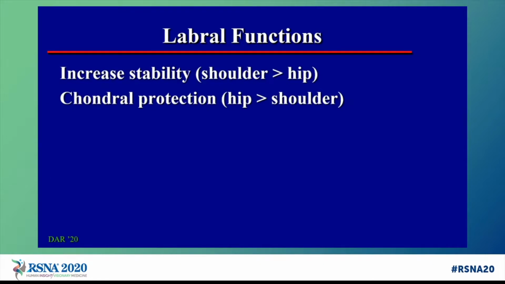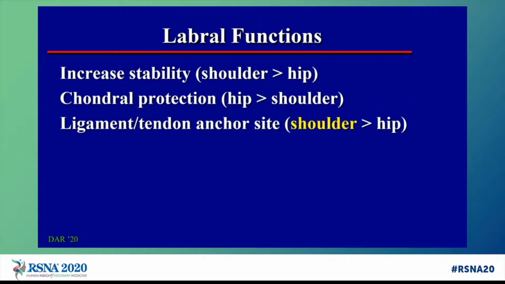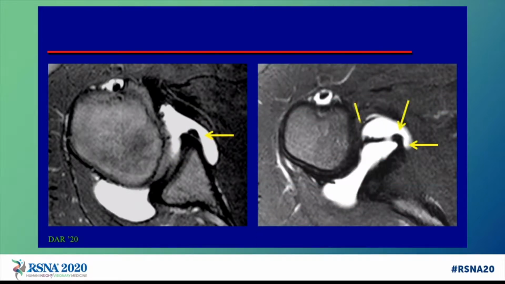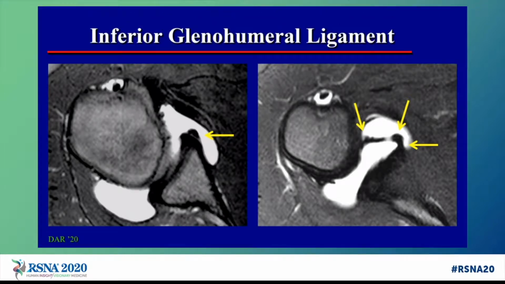The third major function of the labrum is to act as an attachment point for ligaments and tendons, and this is more important in the shoulder than the hip. And we're all familiar with these different structures. So for example, here in the anteroinferior shoulder, we know that's not a labral tear. Instead, that's another structure attached to the labrum. And we could look on several sequential slices and see that's the anterior band inferior glenohumeral ligament running from the glenoid to the humerus.